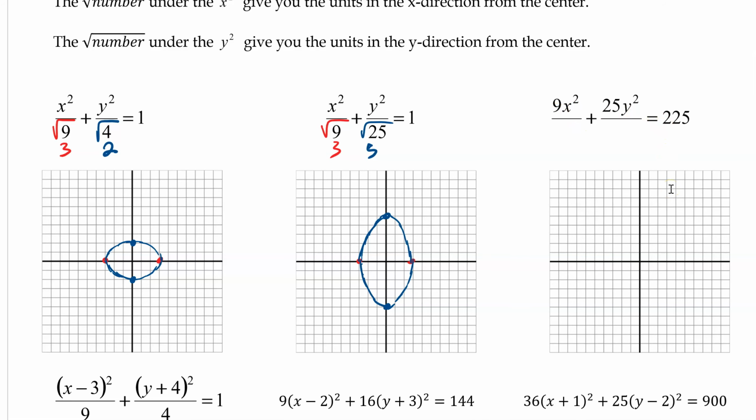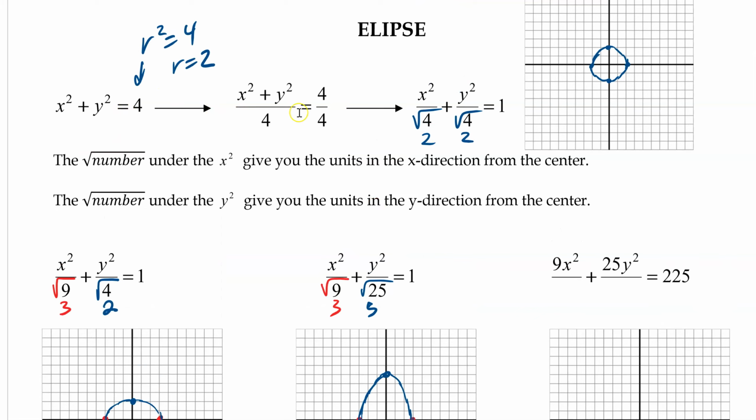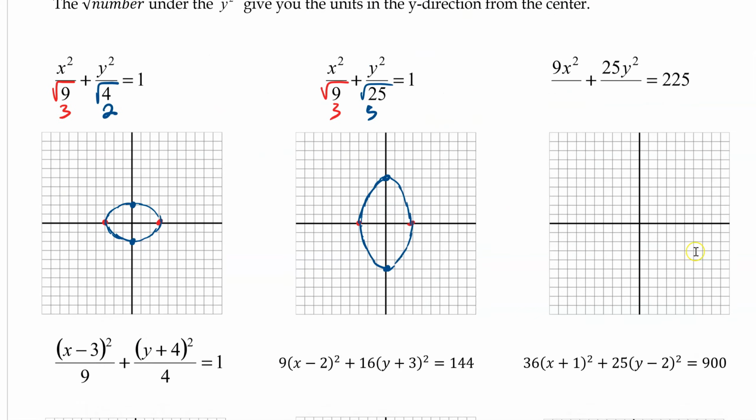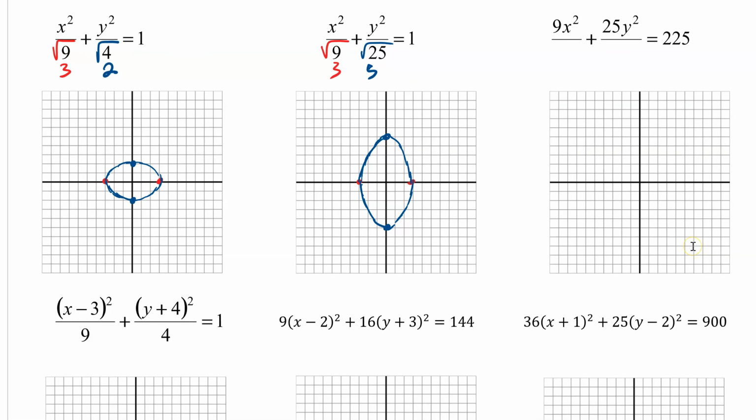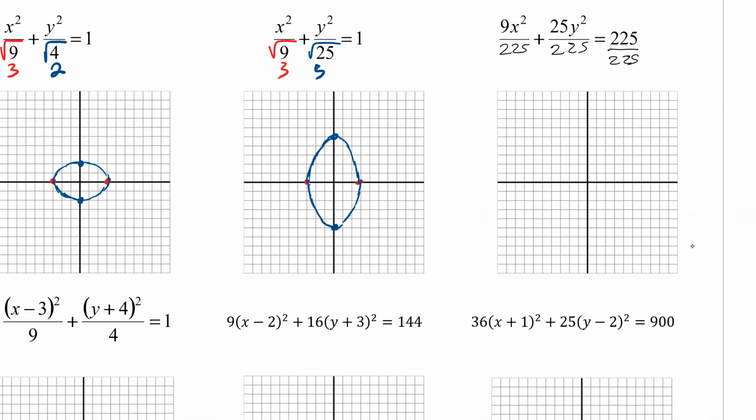Now, if you look at this one, it's not in the proper form. So if you notice all of them, they have to equal 1. Because when you divide by that number, you get 1. So here, the number that we have to divide by is 225 to make that a 1. So I will divide this by 225 as well, and this by 225. And then doing a little simplifying, I get x squared over 25 plus y squared over 25 equals 1. And it's not 25, it's 9.